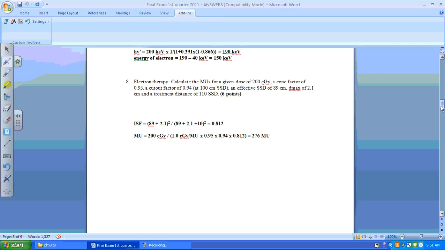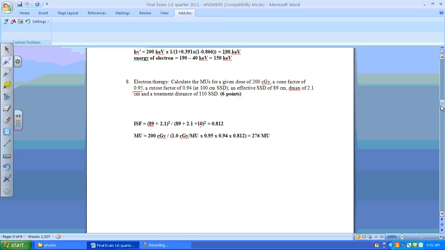What's the gap? What's the definition of the gap? It's not 110. Some people put 110 in there. It's your treatment SSD minus your nominal SSD. Treatment SSD is 110. Nominal SSD is 100. So your gap is 10. Square both. You get 0.812 as your inverse square factor, and your cone factor is 0.95.